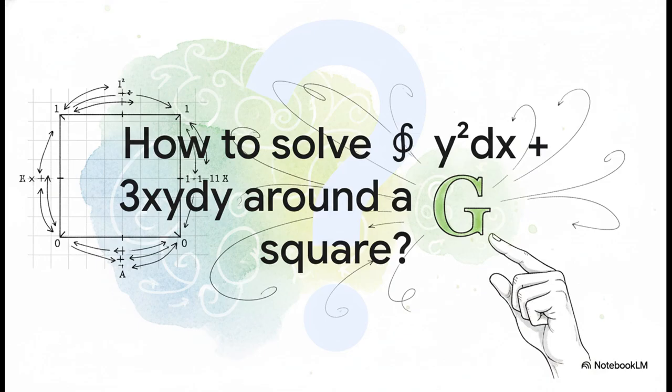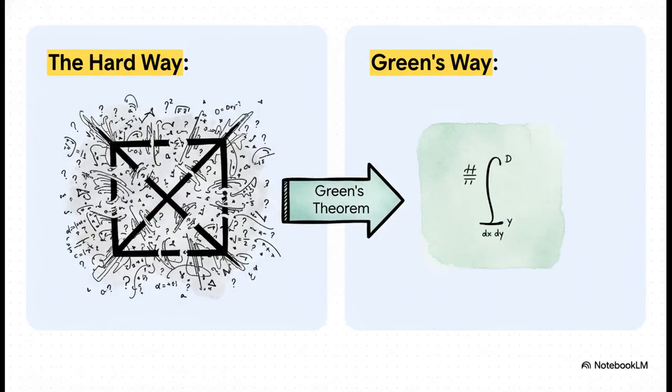So imagine your professor gives you this problem. Calculate this line integral. And the path is just a simple square from the origin out to the point (1, 1). Looks pretty standard, right? Maybe a little annoying, but doable. Now you could do this the hard way. You could break the square into 4 sides, parameterize each one, calculate 4 different line integrals, and then add them all up. It's a lot of work, and so many places to make a tiny mistake.